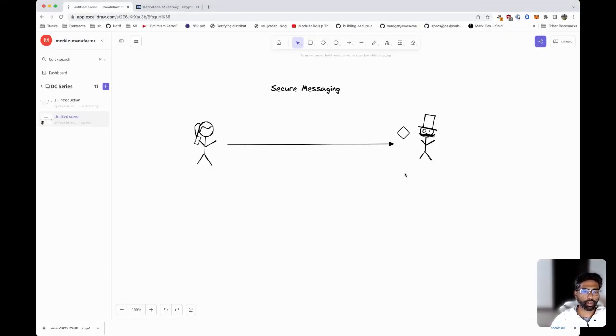Okay, so today we're going to talk about what makes a secure messaging protocol actually secure. So imagine that Alice is sending a message over to Bob through this protocol. We want to make sure that the protocol exhibits a few properties.